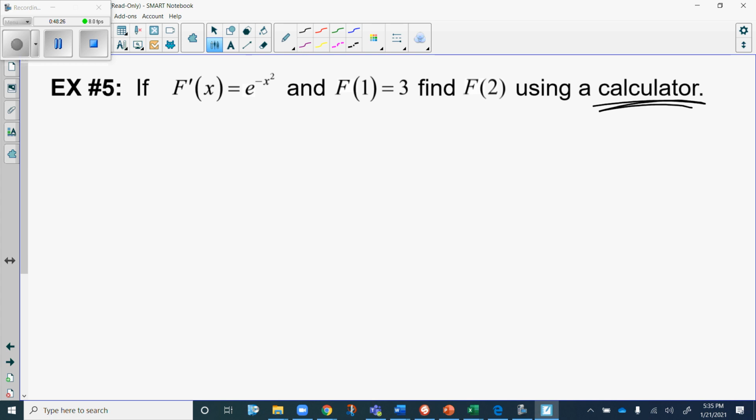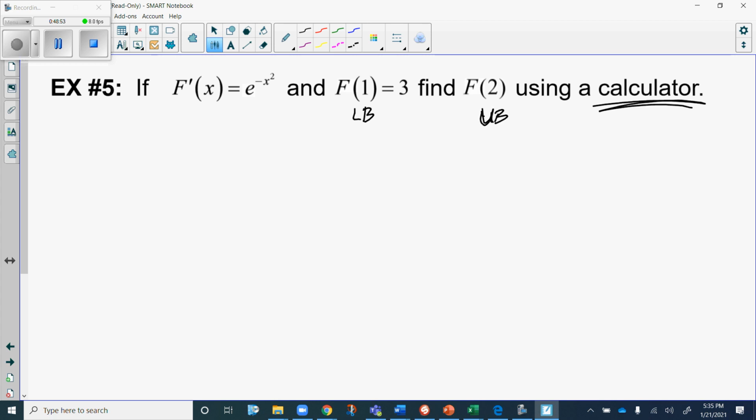Now, the reason why I'm telling you that they're not giving us everything that we need, it's asking us to find f of 2. So they're not giving us the entire information that we need for our fundamental theorem of calculus. So let's see what we have. We have our lower bound at x is equal to 1. We have our upper bound at x is equal to 2.